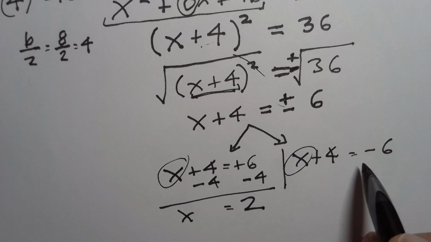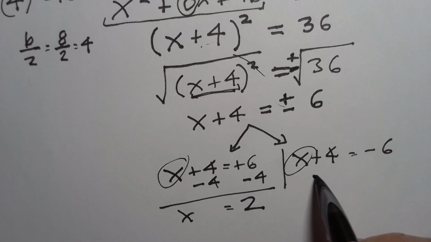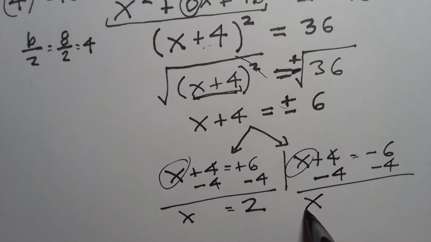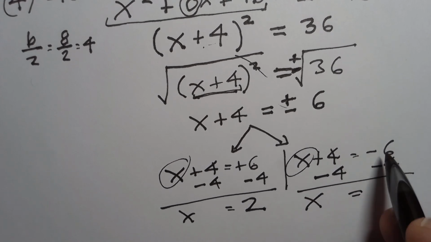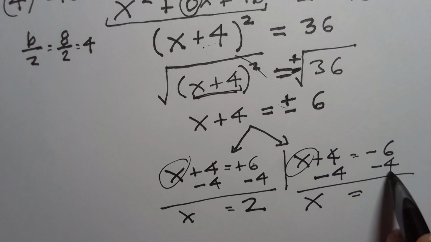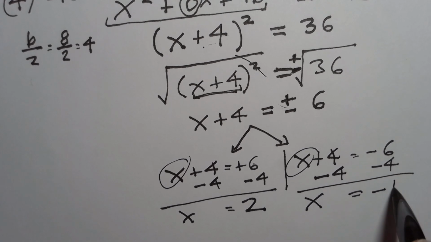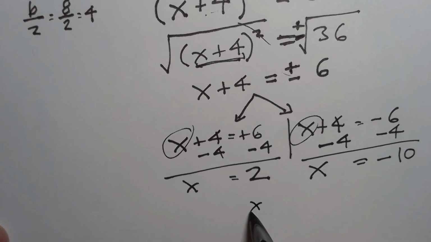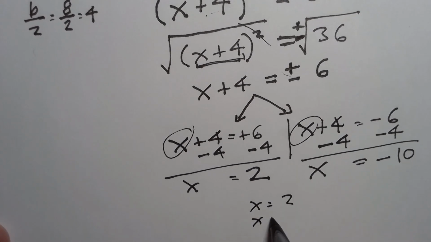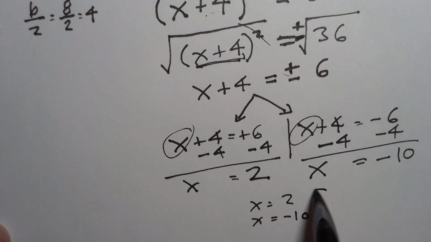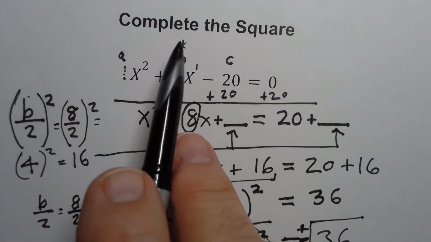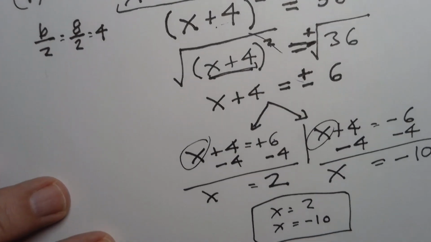And on this side, I've got a plus 4, so I'm going to subtract 4 from both sides. Draw my line. We bring down the x. This becomes 0 is equal to -6. And I subtract 4 more from it. That's -10. So I've got two solutions here. X is equal to 2 and x is equal to -10. Those are the two solutions for my quadratic that I found through completing the square.